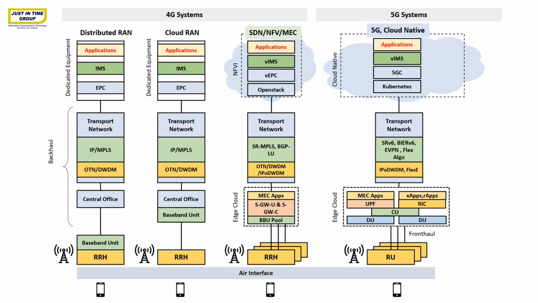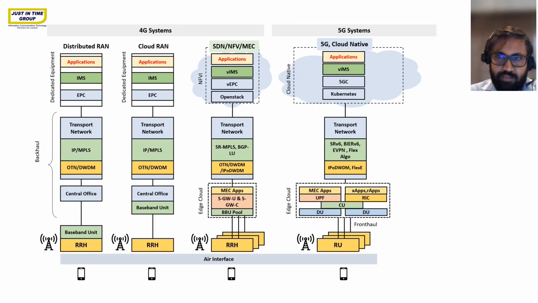Then with Cloud RAN, there was no stringent requirement on the transport and core networks. It was about taking the baseband unit to a central location, and we can call it a BBU hotel. And then we connect multiple remote radio heads, or RRUs or RRHs, to a baseband unit to save the BBU cost.